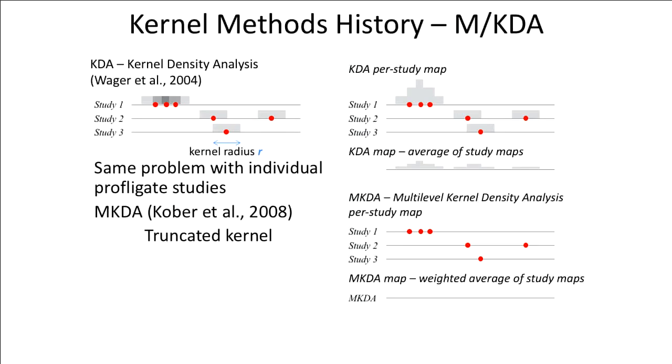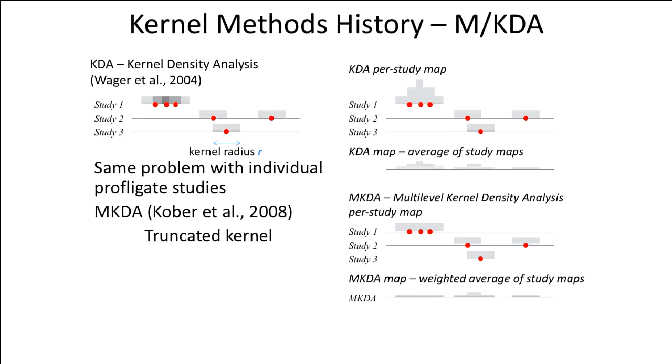So the ALE method has a way to deal with this, and in the MKDA method, the approach was to create this modified or multi-level kernel density analysis that does something very simple, which is to say, instead of computing the number of foci that are within a given radius r, you create basically an indicator map. You just truncate this at 1, and now you have an interpretation of whether there was one or more foci within radius r. And so now you see we truncate this here, and the idea is that this study here that happened to be quite profligate in reporting lots of foci will not overly influence the average study map.